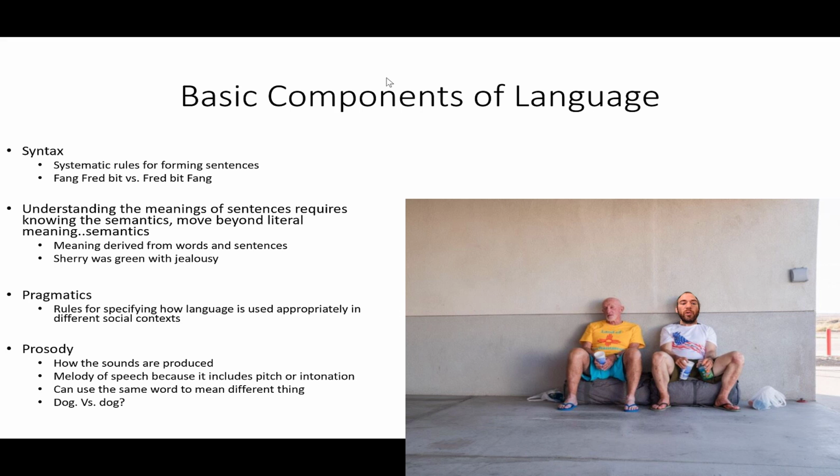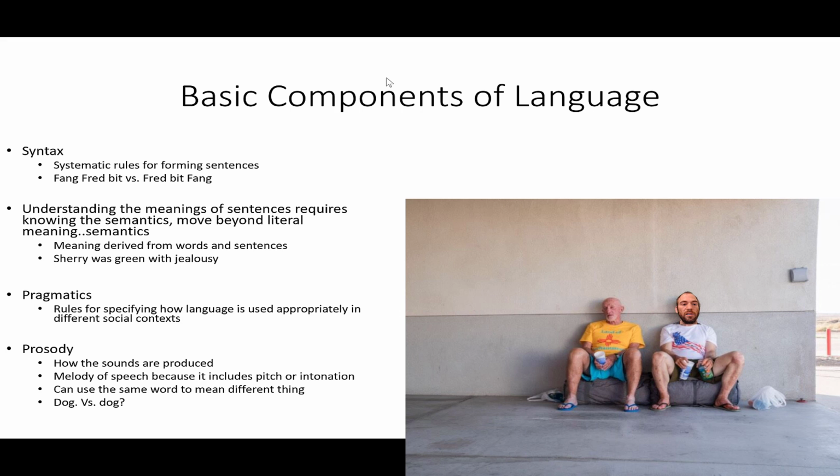Pragmatics are rules for specifying how language is used appropriately in different social contexts. And prosody is how the sounds are produced, the melody of speech. Because it includes pitch or intonation, we can use the same word to mean different things.